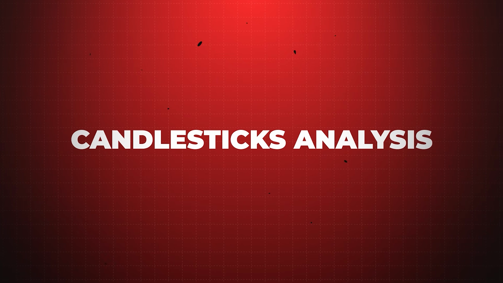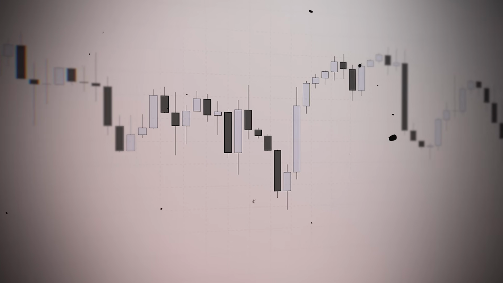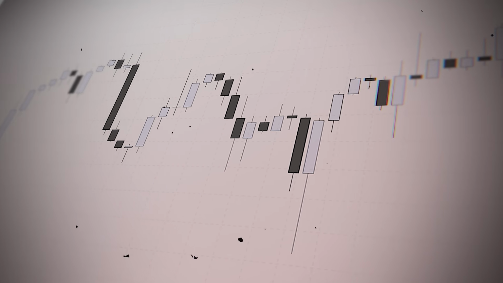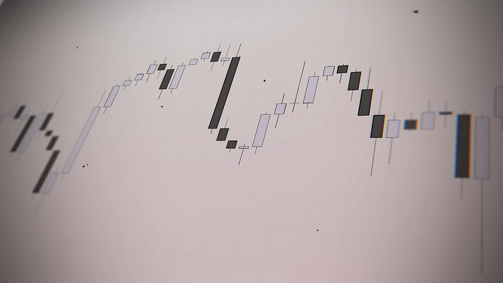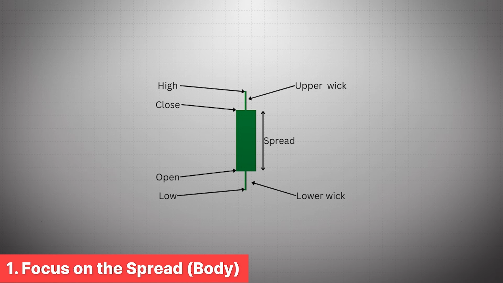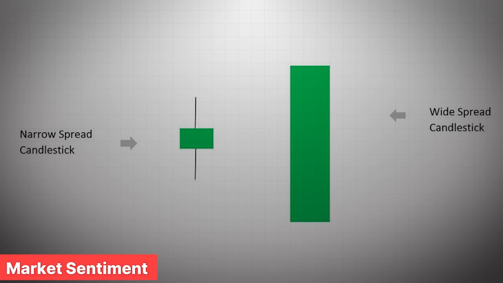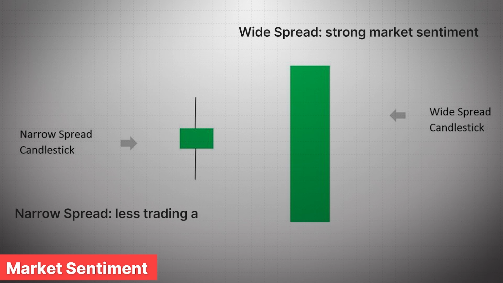When it comes to candlesticks, most price action books will advise you to memorize a plethora of candlestick patterns or spend hours staring at charts. I'm gonna give you a better method to read them. First and foremost, when you open up a chart, take a look at the recent candles and focus on their spread. The spread is the difference between a candle's opening and closing price, which forms the real body of the candle. This spread reveals the market sentiment for that particular time period. A wide spread indicates strong market sentiment, while a low spread indicates less trading activity.